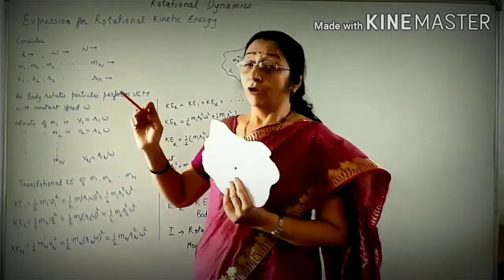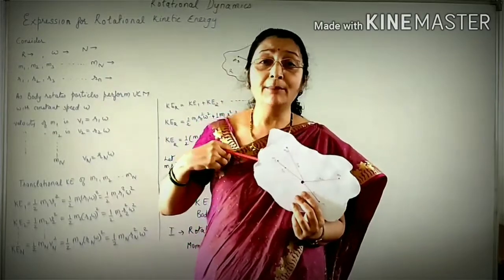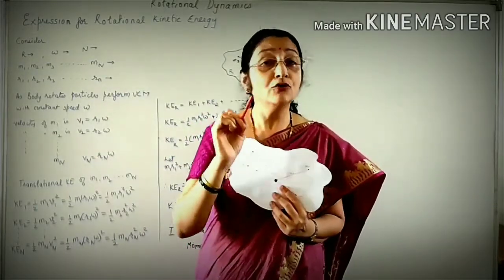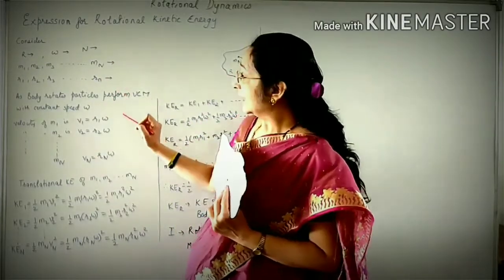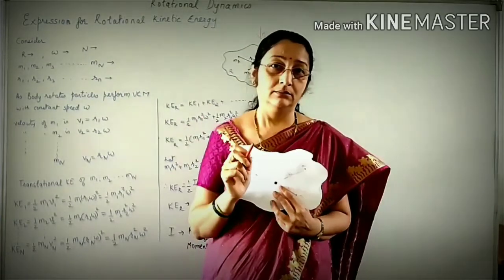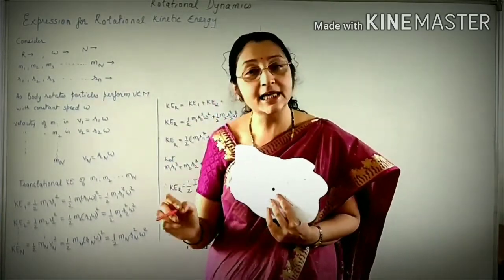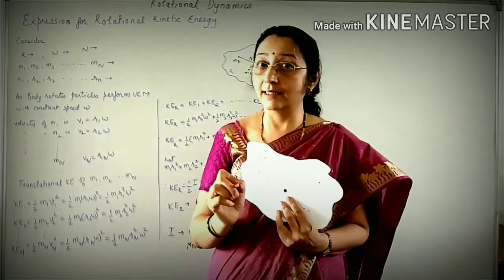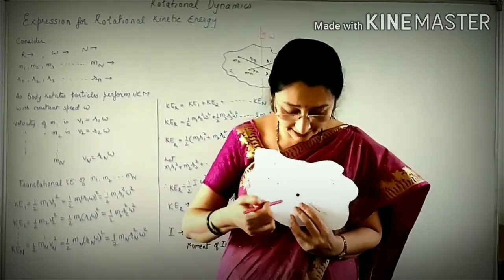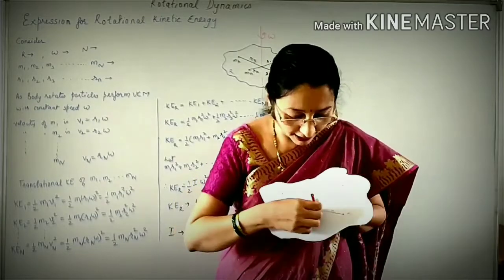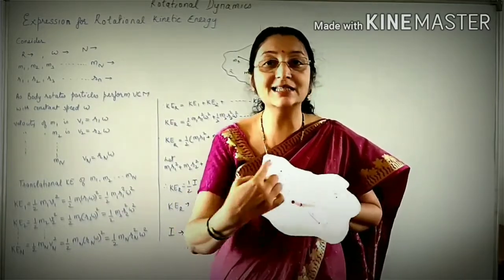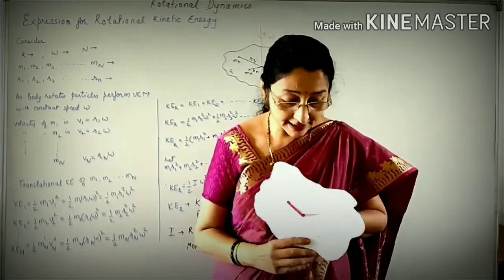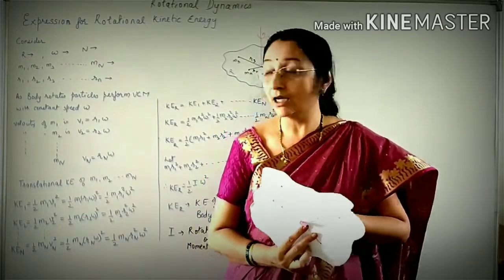Now, we know that every particle moves with the same angular velocity, that is omega. The angular speed is the same, that is omega. But all the particles are not at the same distance from the axis of rotation. All the particles are at different distances. Hence, their velocity.